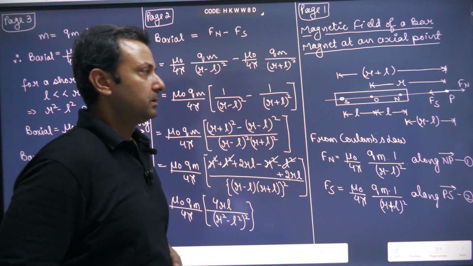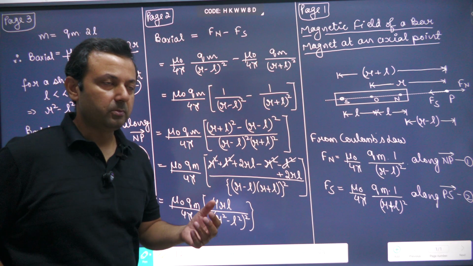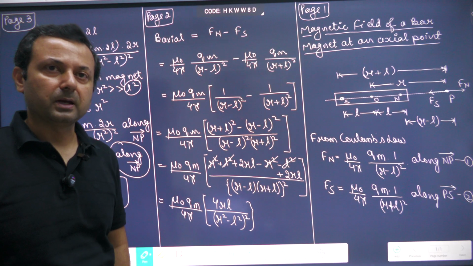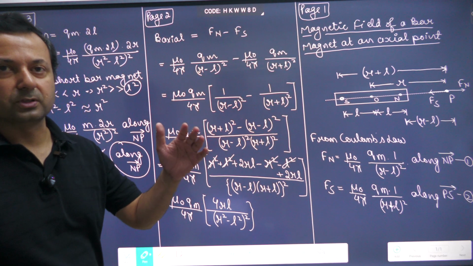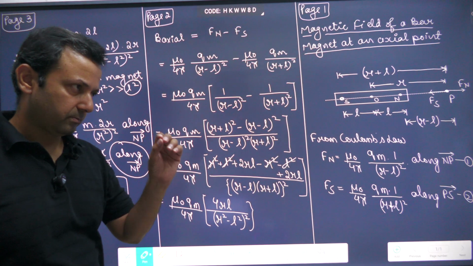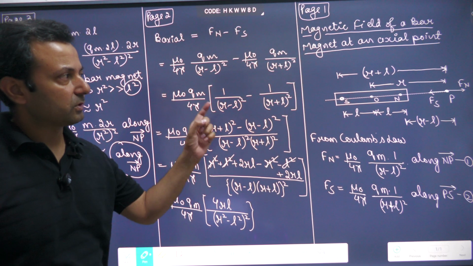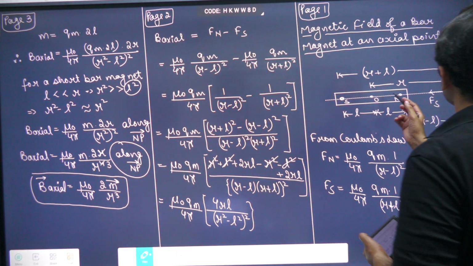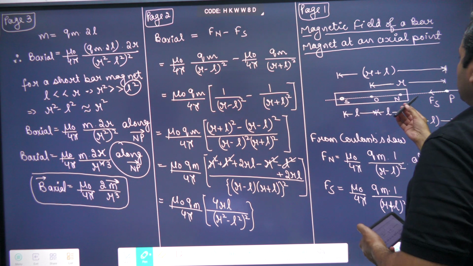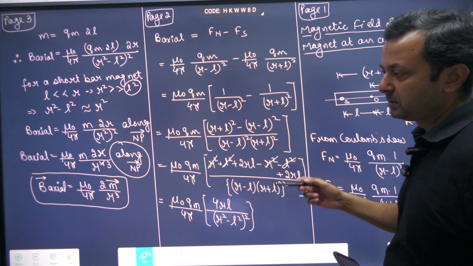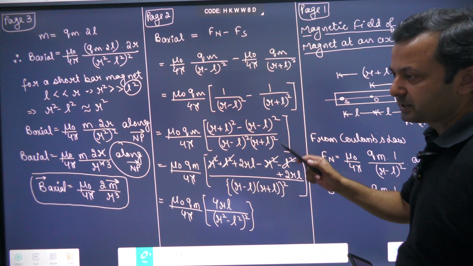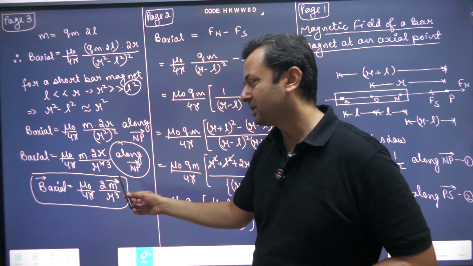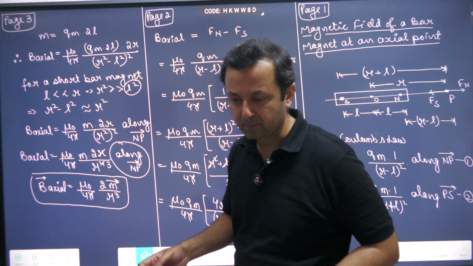And why I have dropped this one along NP vector, why I have written here 2m vector, it is because the magnetic dipole moment, like the electric dipole moment, was always from negative to positive. The direction of the electric dipole moment was always from negative to positive. In the same way, the magnetic dipole moment's direction is always from south pole to north pole. The direction of NP vector is from south to north, which is the direction of the magnetic dipole moment. So I have written 2m vector, which automatically takes the direction along NP vector.